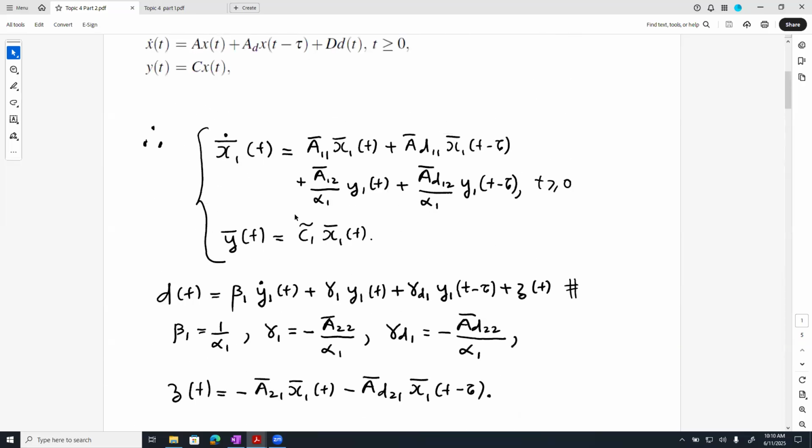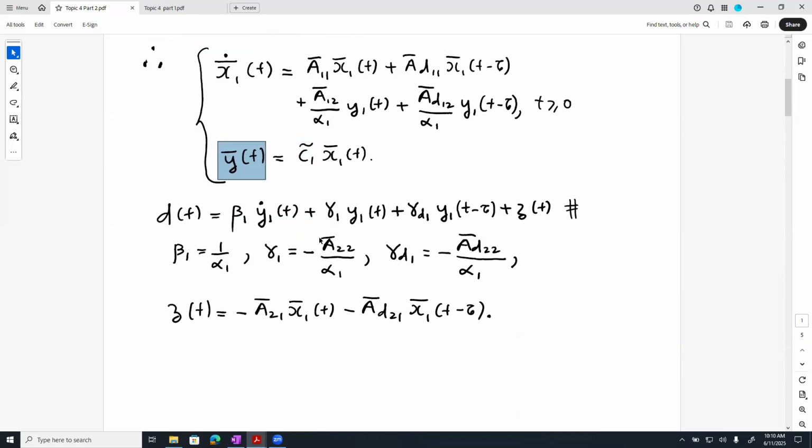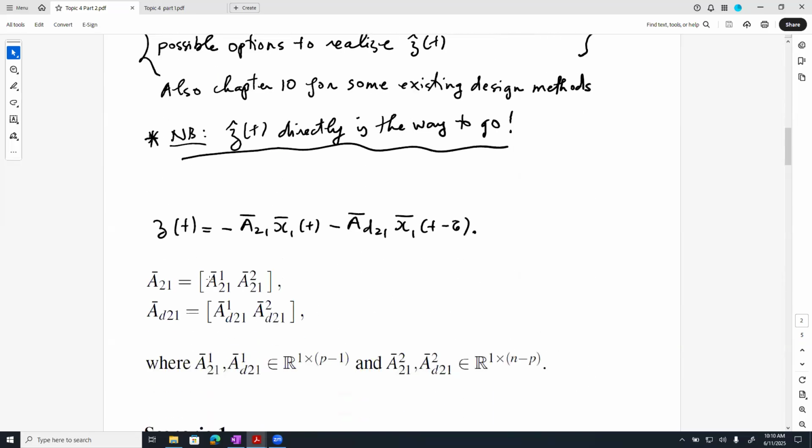Because the output measurement matrix C1 tilde here is of dimension p minus 1 by n minus 1, this measurement vector itself is of dimension p minus 1. So what we are saying here is, let's split this row matrix into two parts. The first part is of dimension p minus 1, and the other part is of dimension n minus p. Now, why do we do that?